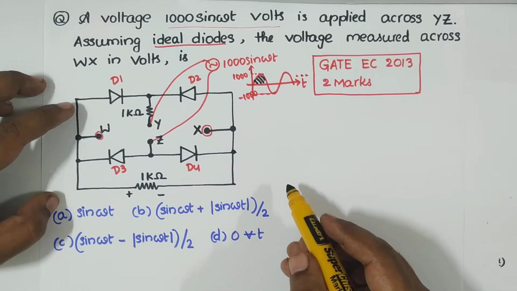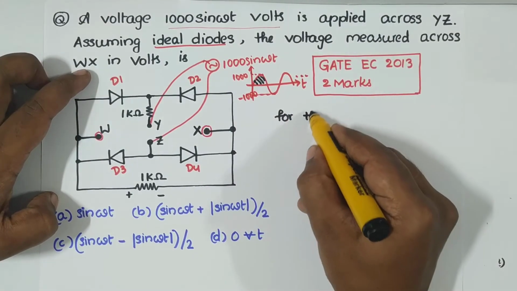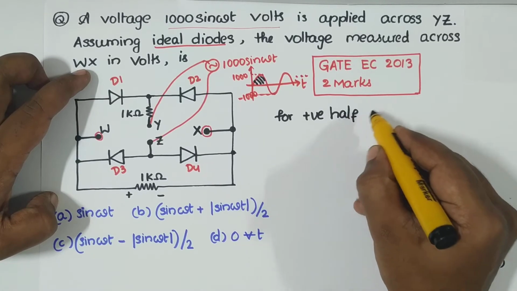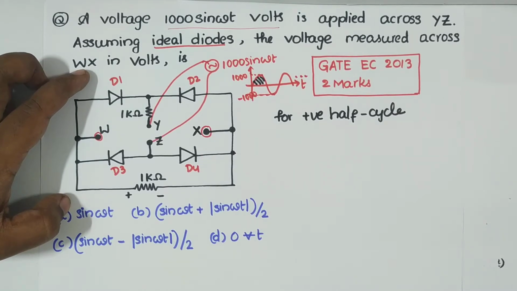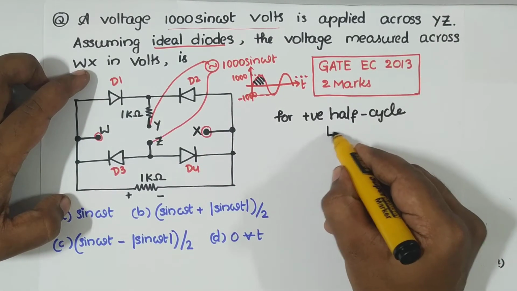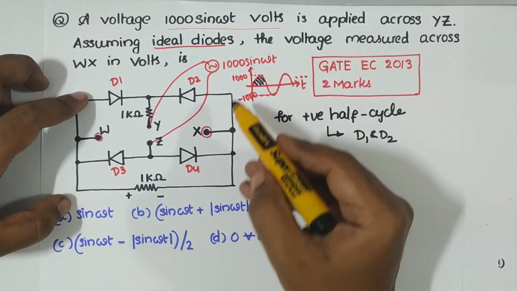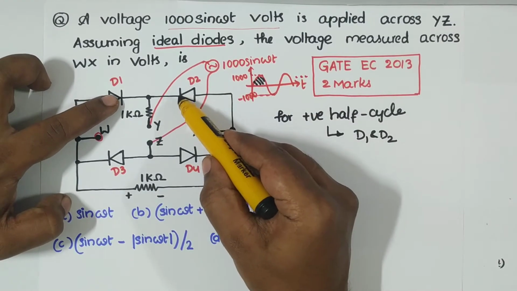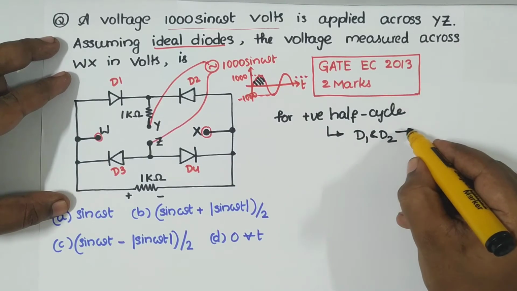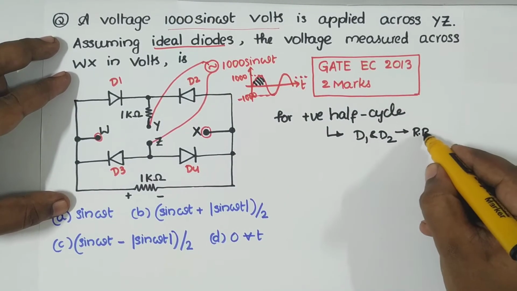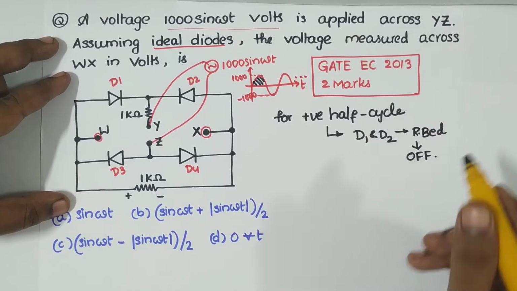For the positive half cycle, D1 and D2 will remain off. Because the cathodes are made positive with respect to the anodes. So therefore D1 and D2 will become reverse biased, or simply we can say D1 and D2 are off.